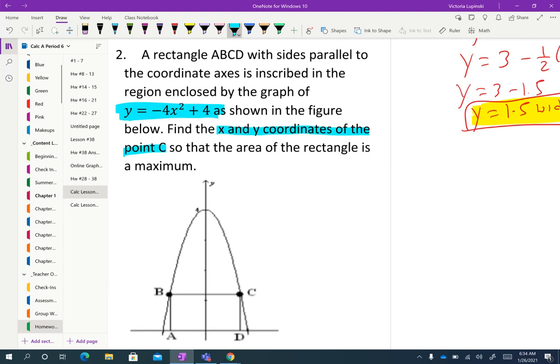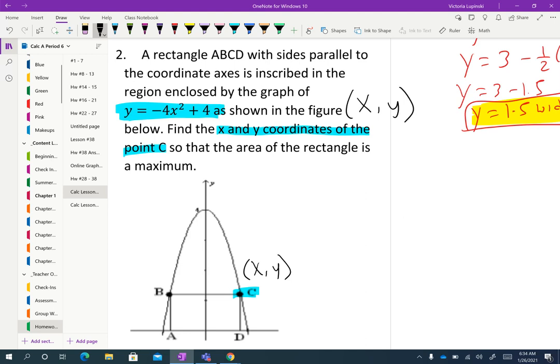So they're telling you to find the x and y coordinates of the point C. So that means at point C, we know that there is some point x comma y, and that's ultimately what we're looking for. So your final answer should be an ordered pair x comma y. So again, as always, just make sure that you answer the question in its entirety.